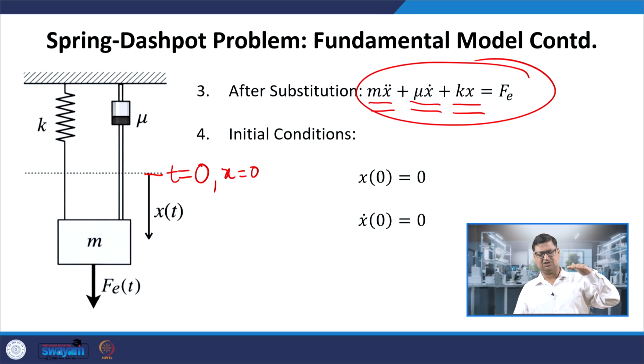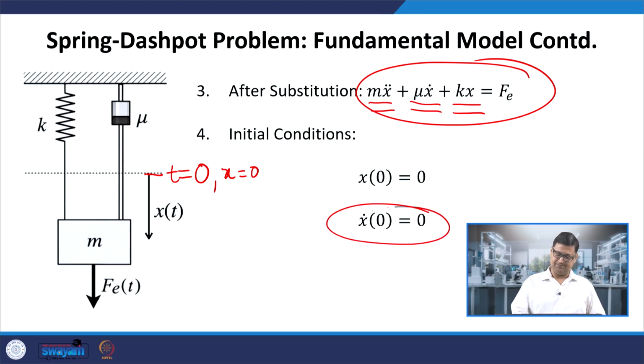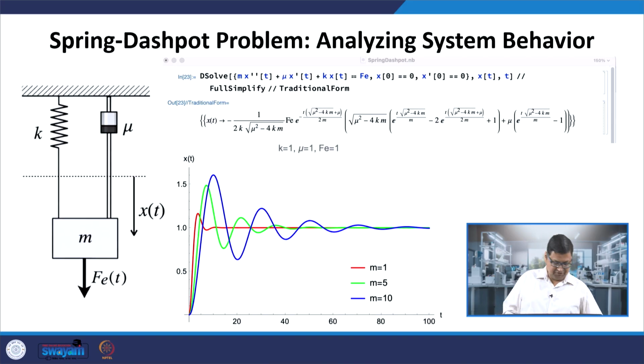That means it was not moving to begin with. It started to move only when I applied the force, right. So, I can also imagine that the velocity x dot at time 0 was also 0. So, the position at time 0 was 0 and the velocity at time 0 was also 0. If I use these two initial conditions, in fact, I can solve it.